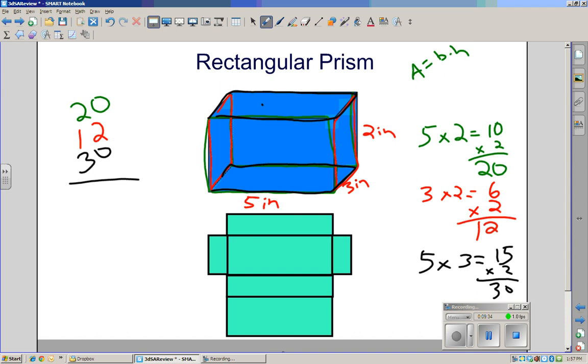I just found the area separately of all 6 of my rectangles. My final step is I just need to add them together. 0 plus 2 plus 0 is 2. 2 plus 1 is 3, plus 3 is 6. 62 inches, don't forget to square it. 62 inches squared is my answer.